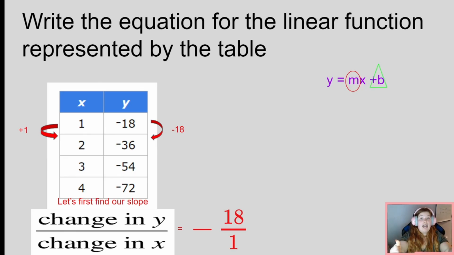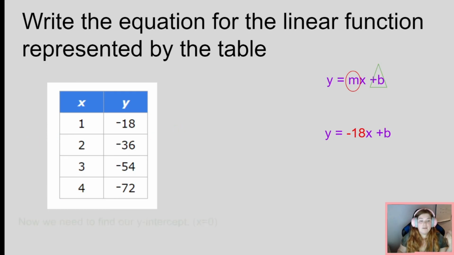So just like we did in the last example, I'm just going to go ahead and plug that right into my equation. Instead of m, I'm going to replace it with negative 18 over 1. But math is lazy. I don't have to write that divided by 1. So instead, it's just going to be y equals negative 18x plus b. So what happens next? I have my slope. I need to find my y-intercept.